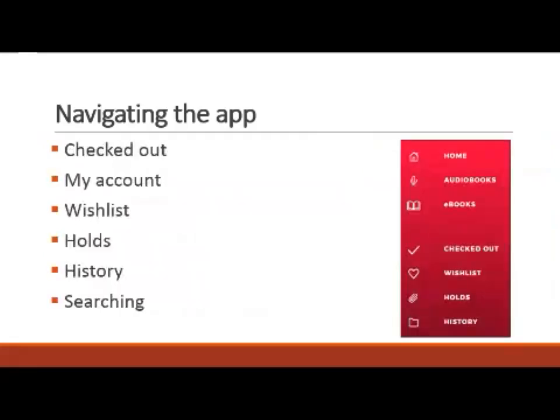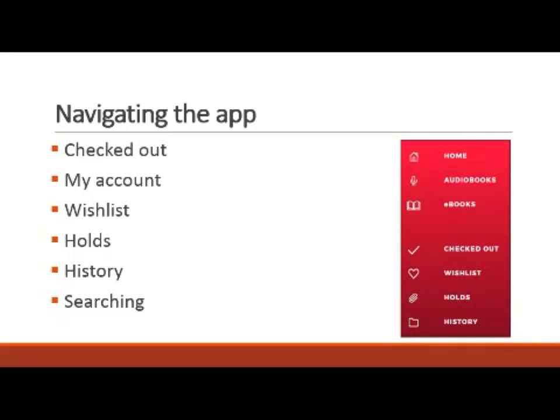There are other things you can do around the app. First, you can look at checked out items. Checkouts include current titles and services with expiration dates. Next is My Account. My Account manages your account histories as well as settings. Wishlist includes your personal bookshelf for saved audiobook and ebook titles. You can check out an item, put a title on hold, or remove something from your wish list.